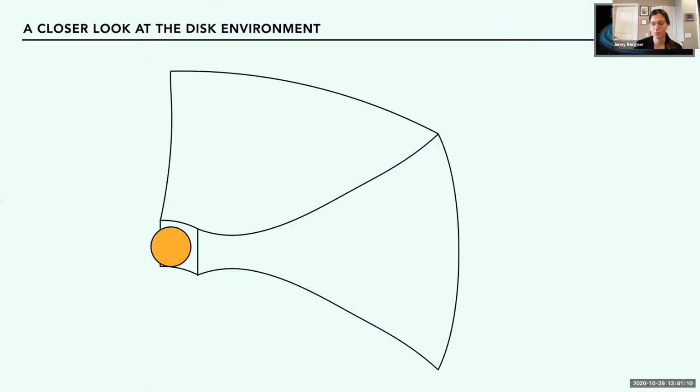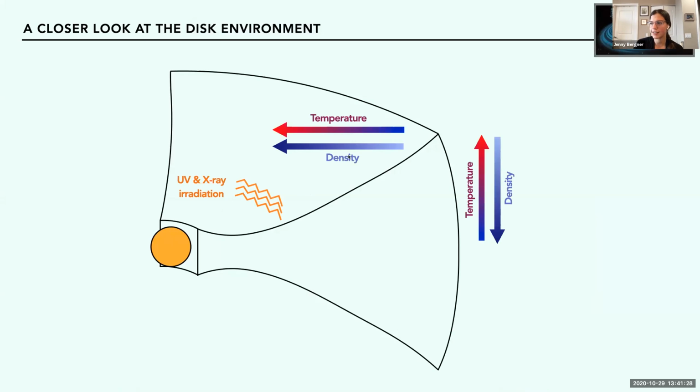When it comes to the more evolved disk environment, we have already dispersed our envelope. So in this case, we basically have a disk surface that's fully exposed to irradiation by the central star. So you have a lot of UV and X-rays that are impinging on the surface of the disk. Our temperature gradients in this case are increasing, moving radially towards the star, and also increasing, moving away from the midplane in the disk.